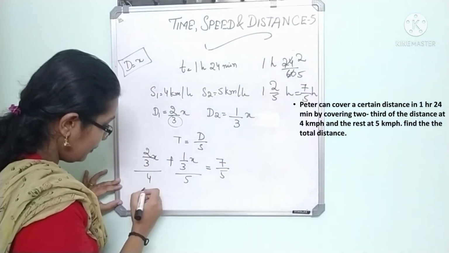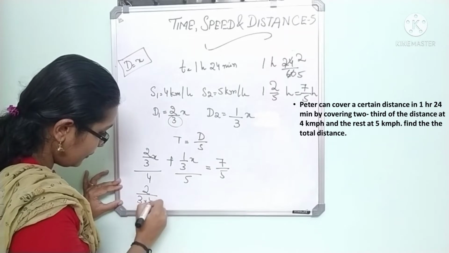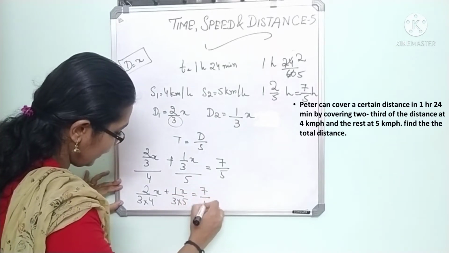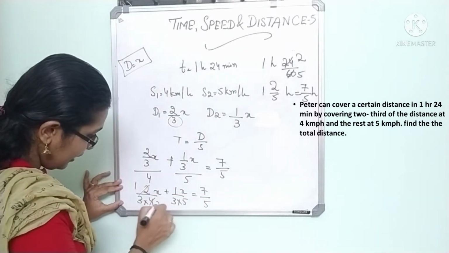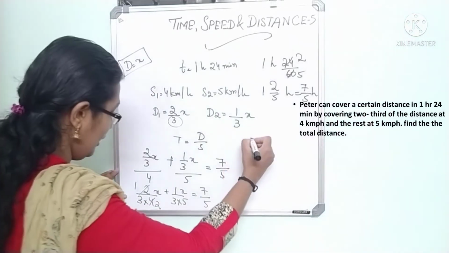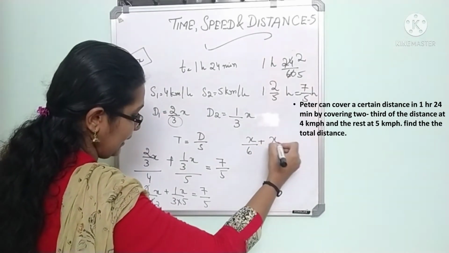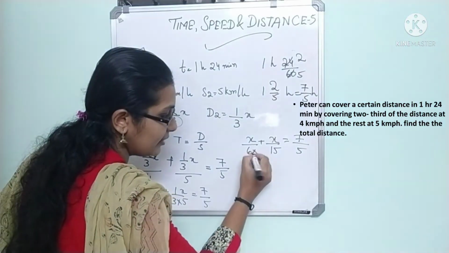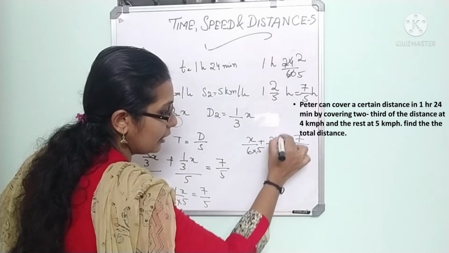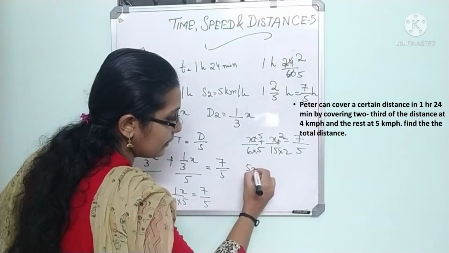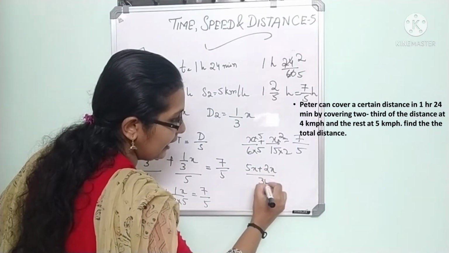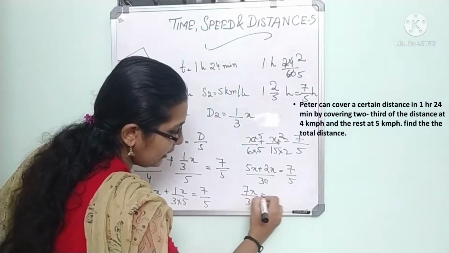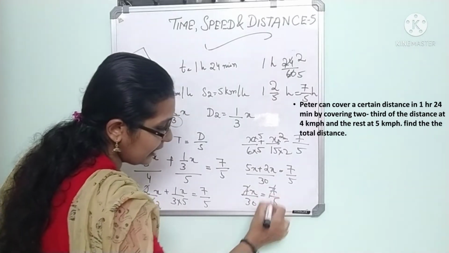Now how will we proceed? Before taking the LCM, you can just combine and write it as 2/3 into 1/4 x plus 1/3 into 1/5 x is equal to 7/5. So you can simplify here. So x by 6 plus x by 15 is equal to 7/5. Correct? Now you can take the LCM. So the LCM is 30. 6 5s are 30, 15 2s are 30. So 5x plus 2x divided by 30 is equal to 7/5. So 7x by 30 is equal to 7/5. You can cancel, so 7 and 7 get cancelled.